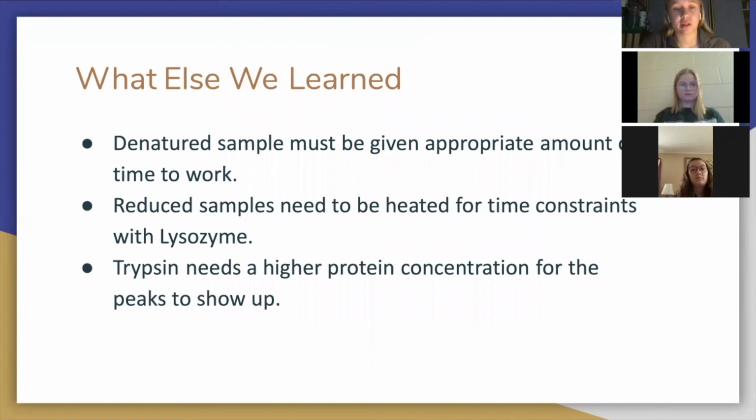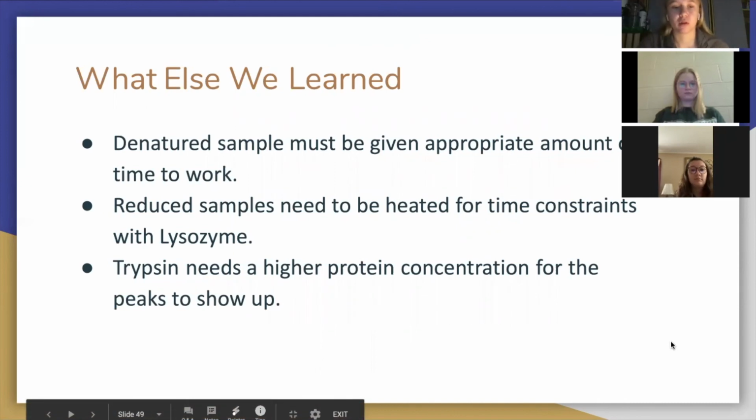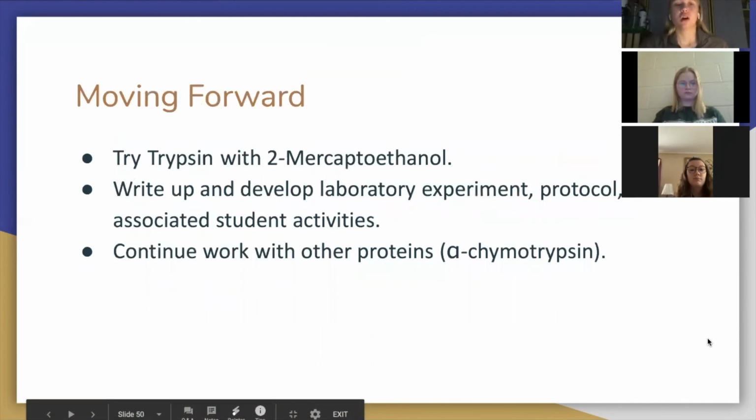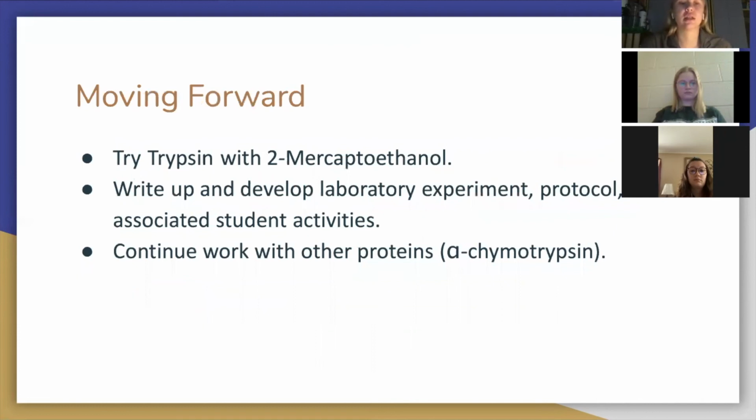And with trypsin, it needs a higher protein concentration for peaks to show up. At the beginning, we were using a 4 milligram per mil, or 2 mg per mil concentration with the injections, and our peaks just weren't showing up. So moving forward, we will try trypsin with 2-mercaptoethanol and hopefully get the same results as with DTT.